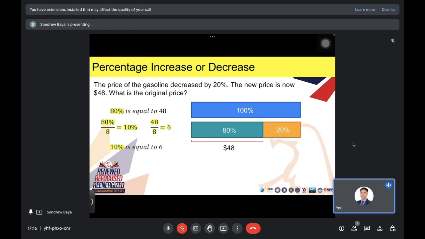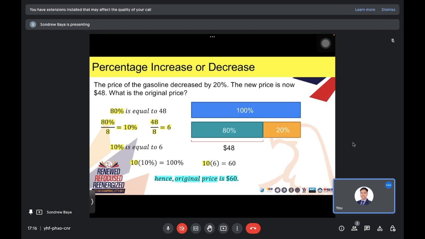Okay? If you're not able to get it, you can go back or replay this video. Since now we know 10% is equal to 6, we can compute for the 100%. From 10%, we can go to 100% by multiplying by 10. So 10 times 10% is 100%. Therefore, if 10% is equal to 6, 6 times 10 is equal to 60. Hence, we say the original price is $60. So this is one way of analysis to find the original given the new price and the rate of decrease.